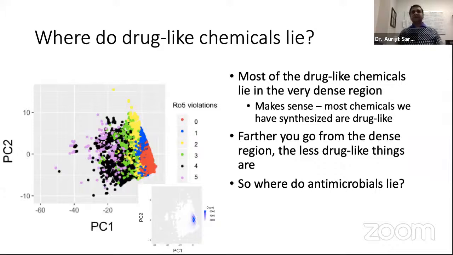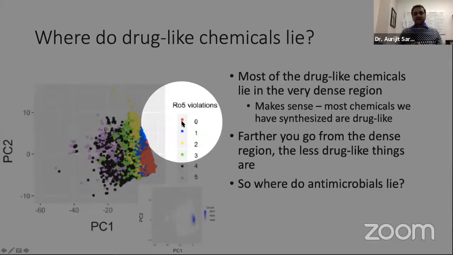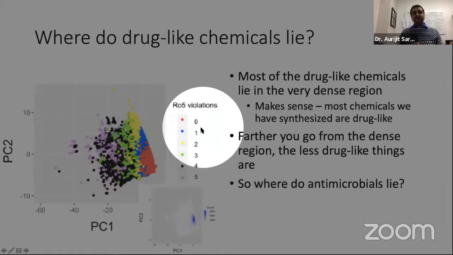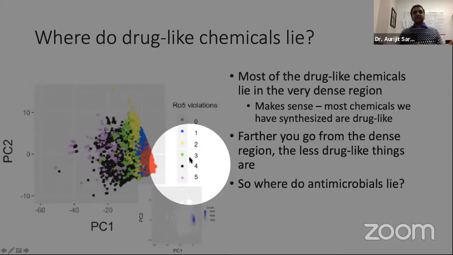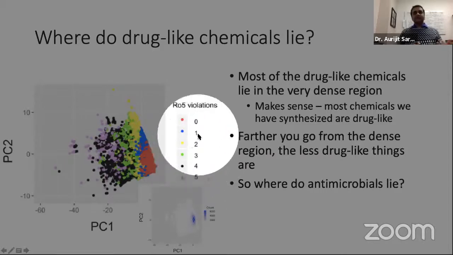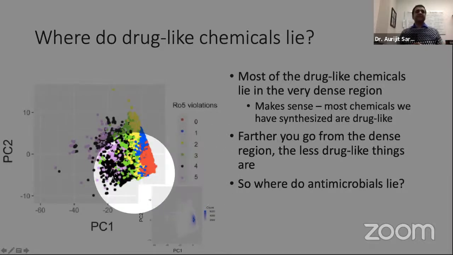So the next thing you could ask yourself is, where do the typical chemicals lie where you have 0 rule of 5 violations, 1 rule of 5 violation, 2 violations, so on and so forth. So in other words, the most drug-like chemicals must lie somewhere, and the least drug-like chemicals must lie somewhere. But where is that somewhere? And you can see it in this plot right here.